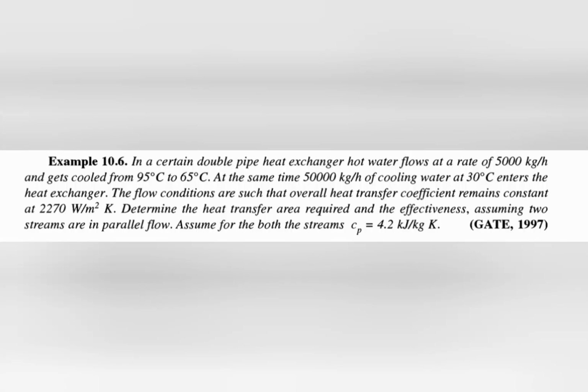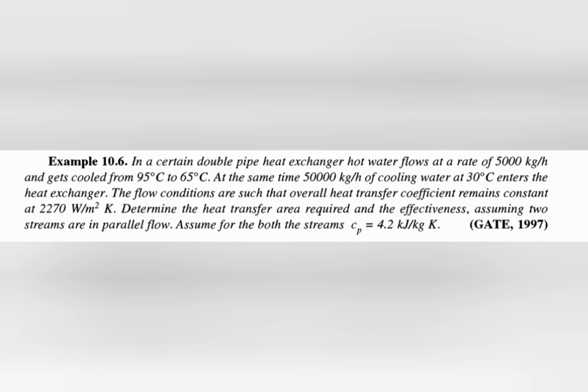So this is a previous year GATE 1997 question. In a certain double pipe heat exchanger, hot water flows at a rate of 5000 kg per hour and gets cooled from 95 degrees Celsius to 65 degrees Celsius. At the same time, 50,000 kg per hour of cooling water at 30 degrees Celsius enters the heat exchanger.